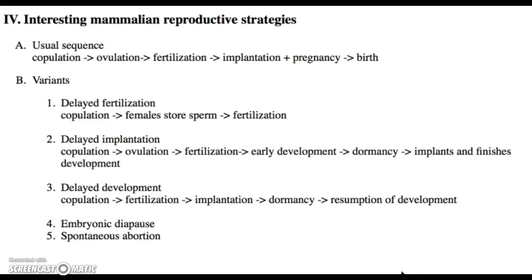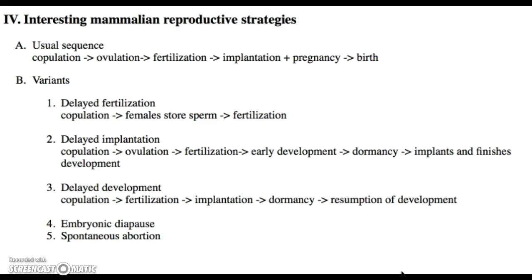This next segment deals with interesting mammalian reproductive strategies, things that are outside the typical sequence of events that we see across lots of mammal species. So the typical sequence starts with copulation. Usually ovulation comes after copulation, and then fertilization happens shortly thereafter.